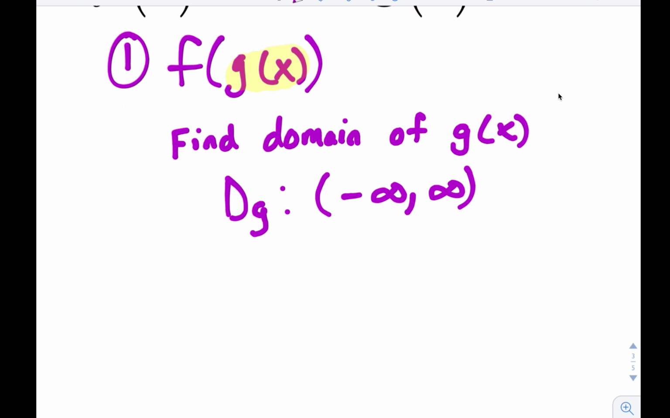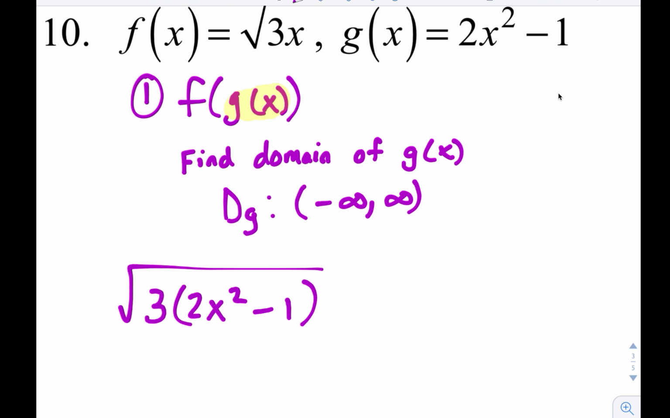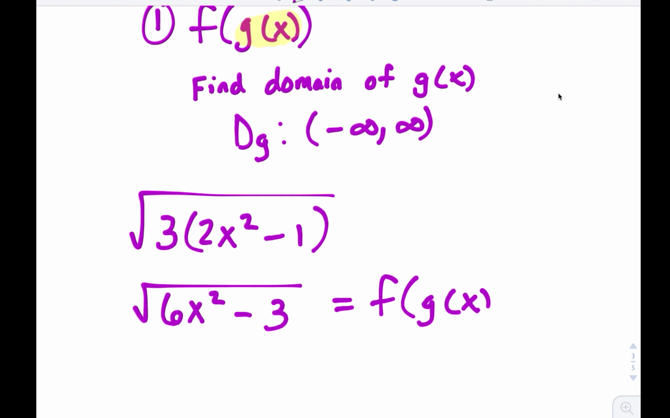Okay, so now what I want to do is I'm going to plug in g of x anywhere I see an x term in f of x. So it would be 3 times 2x squared minus 1. All right, and then this is going to be now 6x squared minus 3. Okay, so this is now f of g of x.